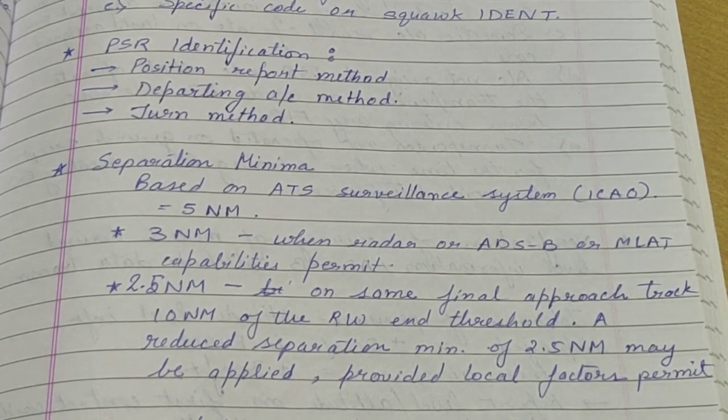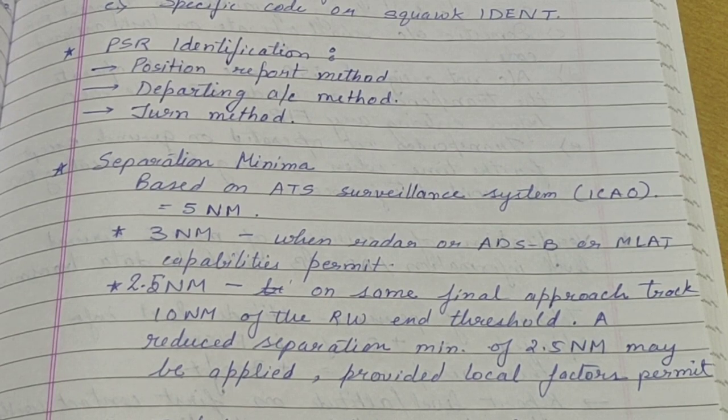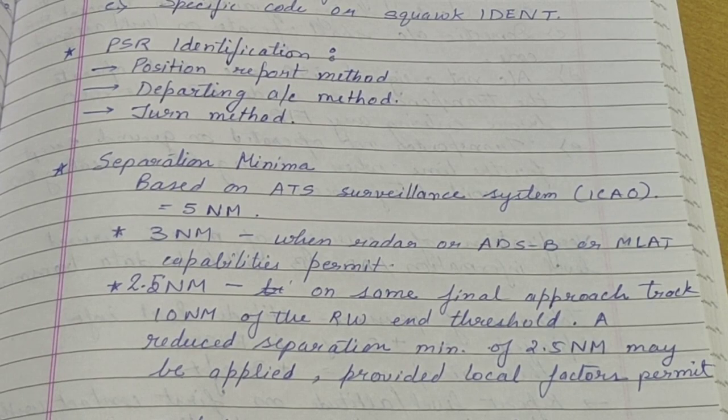And then finally the turn method. In this method, the aircraft is asked to execute one or more changes in its heading, maybe of 30 degrees or more. Then the instructions which are given to it and the radar position indicated are again matched. If that matches, then within this method the PSR identification is confirmed.